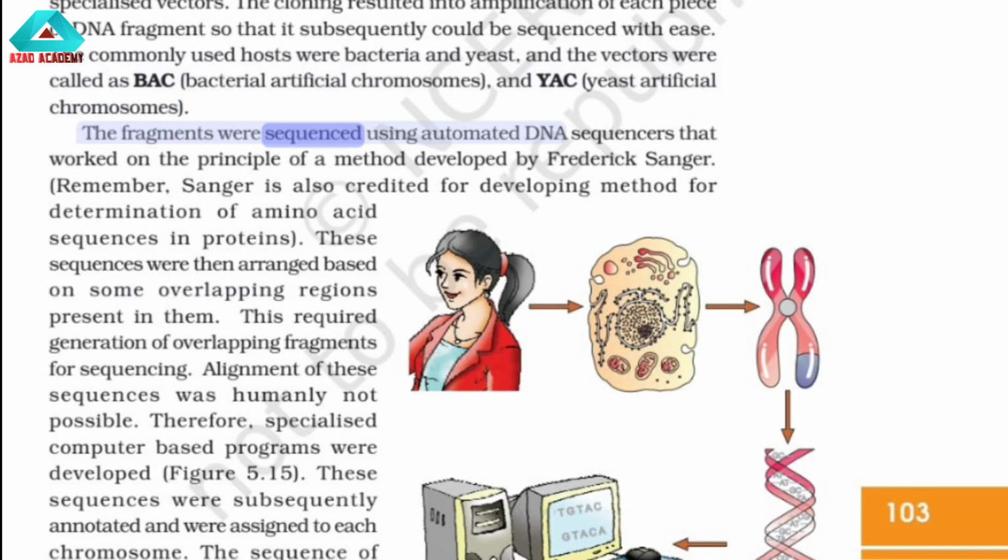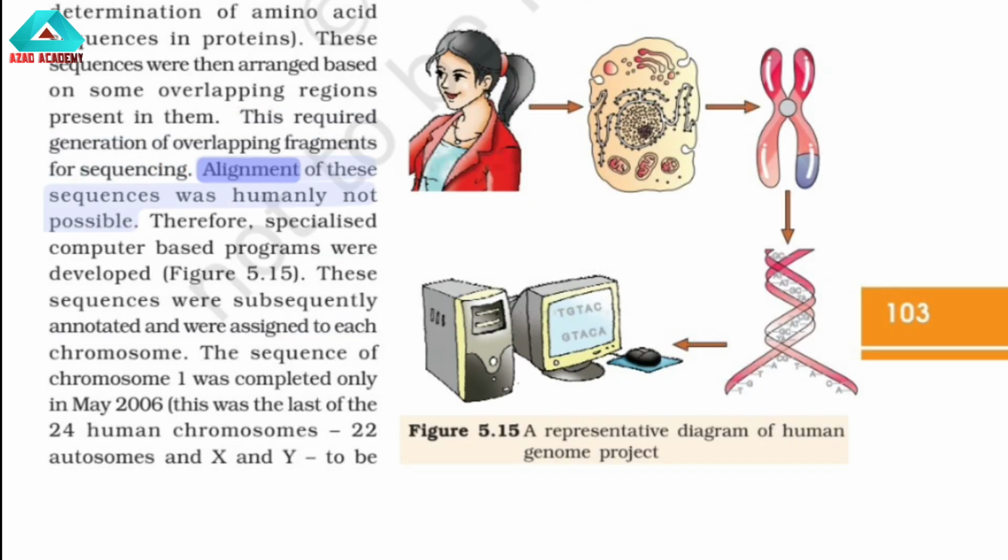The fragments were sequenced using automated DNA sequencers that worked on the principle of a method developed by Frederick Sanger. Remember, Sanger is also credited for developing the method for determination of amino acid sequences in proteins. These sequences were then arranged based on some overlapping regions present in them. This required generation of overlapping fragments for sequencing. Alignment of these sequences was humanly not possible. Therefore, specialized computer-based programs were developed.